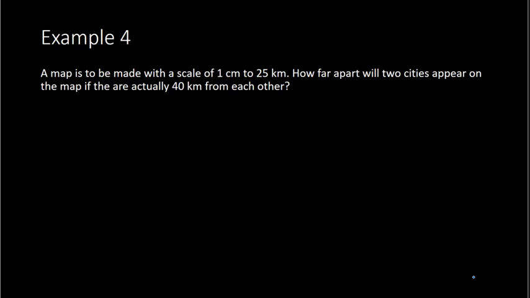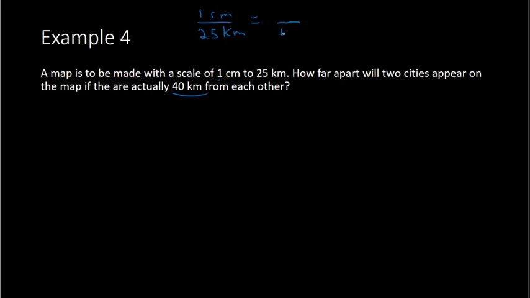The next example is working the other way. So we are told the scale of a map is 1 centimeter to 25 kilometers. And we're trying to find how far apart will two cities appear if they are actually 40 kilometers from each other. So in this case, we use the scale, which is 1 centimeter to 25 kilometers. Write that as a fraction, then set that equal to another fraction. The other fraction, we know the actual distance is 40 kilometers.